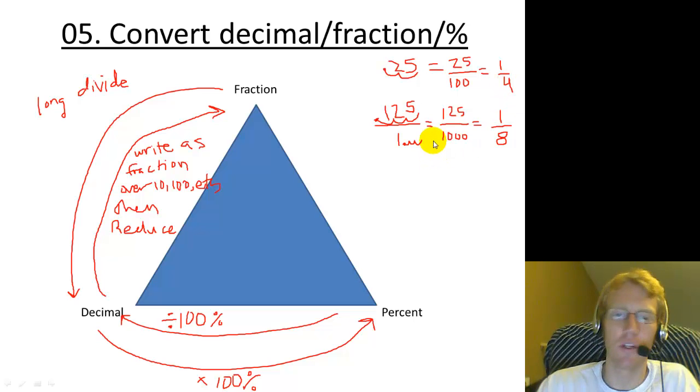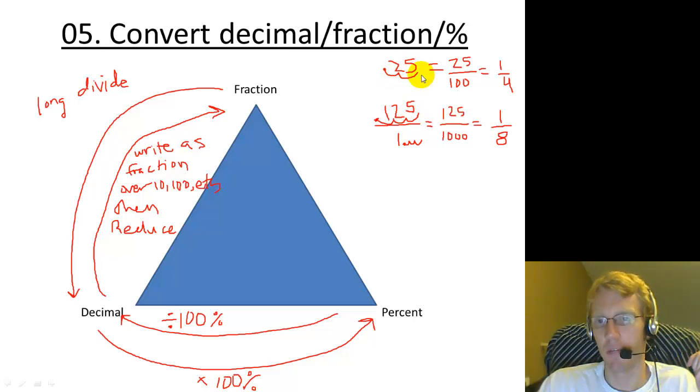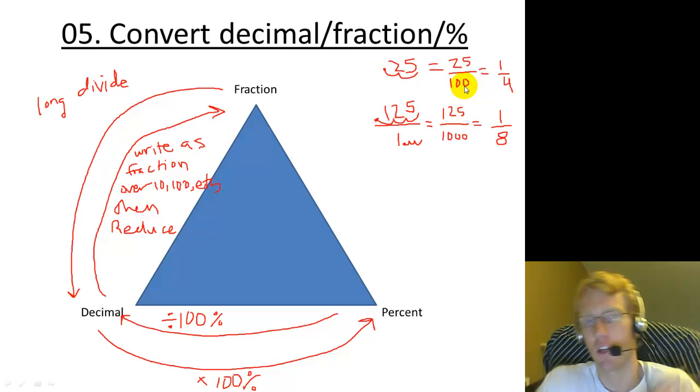Okay? So when you're converting from a decimal to a fraction, first write it as a number over 100, or a number over 1,000, or a number over 10, depending on where your decimal value is. By moving the decimal place, count how many times you moved it, write that fraction, and then reduce your fraction all the way down.